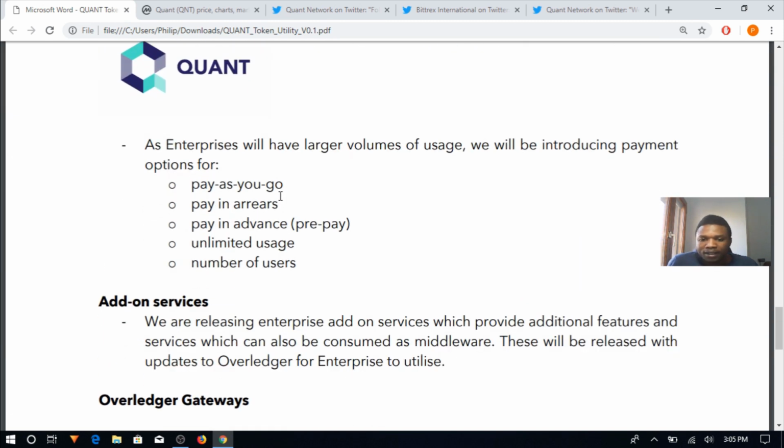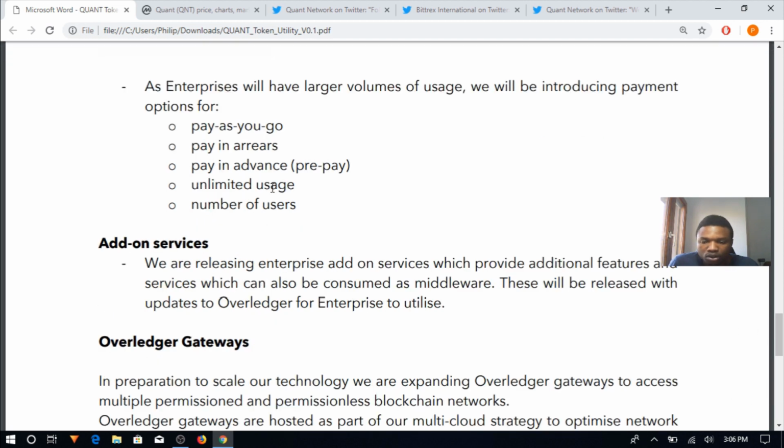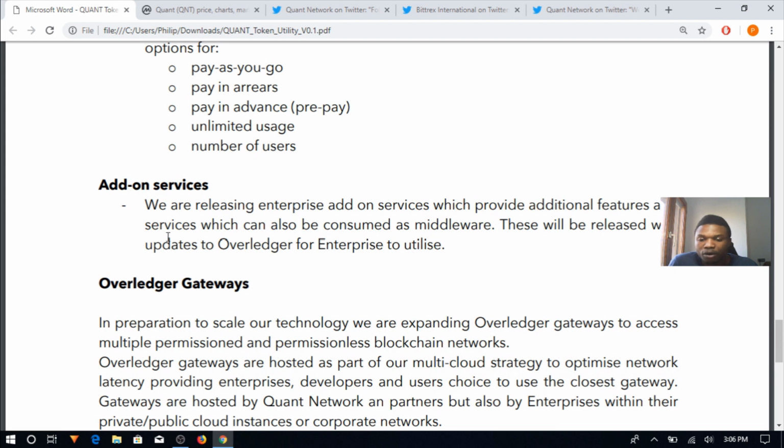So as enterprises will have larger volumes of usage, we will be introducing payment options for pay as you go. So enterprise will have the option to choose which of these payments works well for them. So we have pay as you go. You will just make payments for the services that you are using right now on the Quant network. And we also have pay in arrears. You can use it, then make the payments later. Then pay in advance. You can pay in advance to use the network. The one that you haven't used yet, you pay for the future usage. Then you will have unlimited usage and number of users.